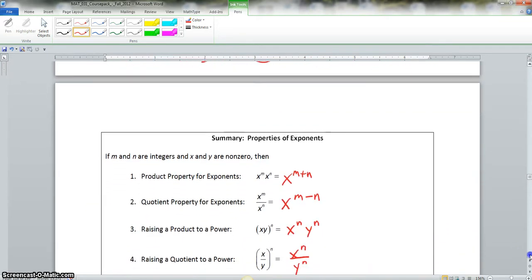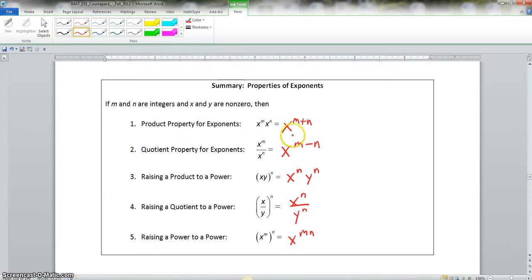Now we want to go through the summary properties of exponents. I took the liberty of putting them up here. The product property for exponents, remember same base, carry over the base, you add the exponents. The quotient property of exponents, you have the same base, you subtract the exponent. It's the exponent from the numerator minus the exponent from the denominator.